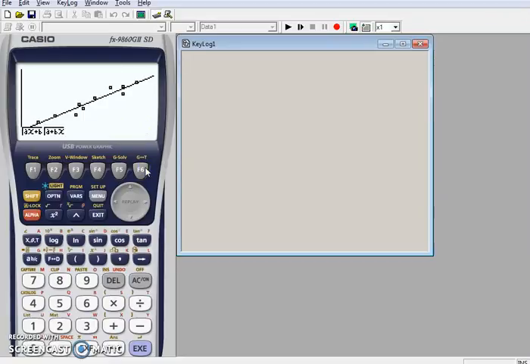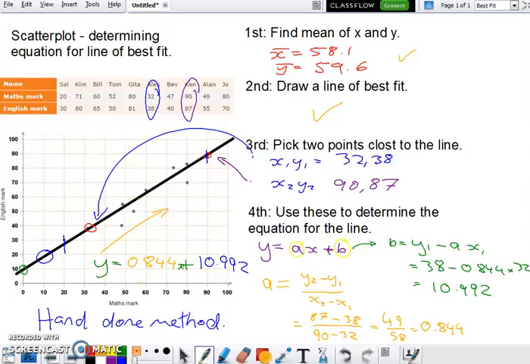So, downsides of doing the hand-drawn method, you're drawing the line, you're picking 2 points that are closest to the line to do it. The calculator takes into account all of the points. And then you need to know both methods.